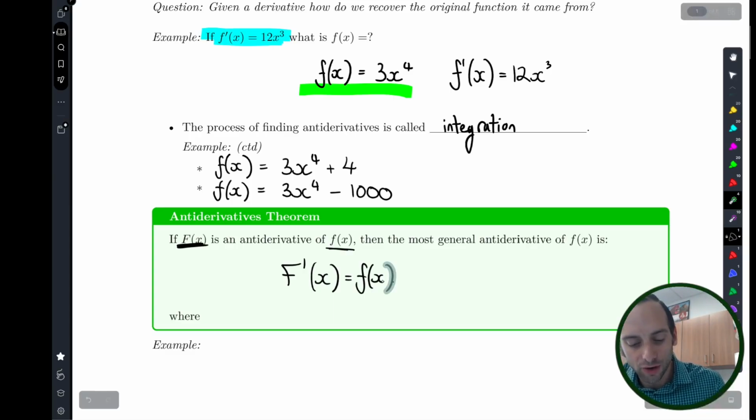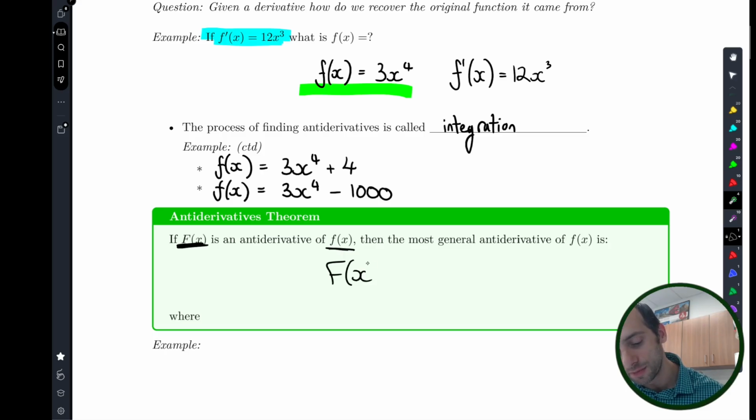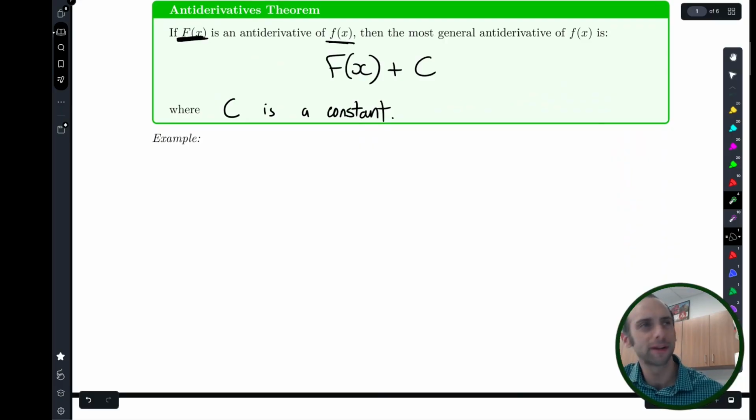All this theorem is going to say is the most general antiderivative of our function little f of x will be big F of x plus some constant c. This c is just some constant with no variable attached to it. And why is that so? Well, we know that the derivative of a constant from our previous unit is always 0. So if we take the derivative of F of x plus c, we're just going to get f prime of x. And we'll think a little bit about that graphically here.